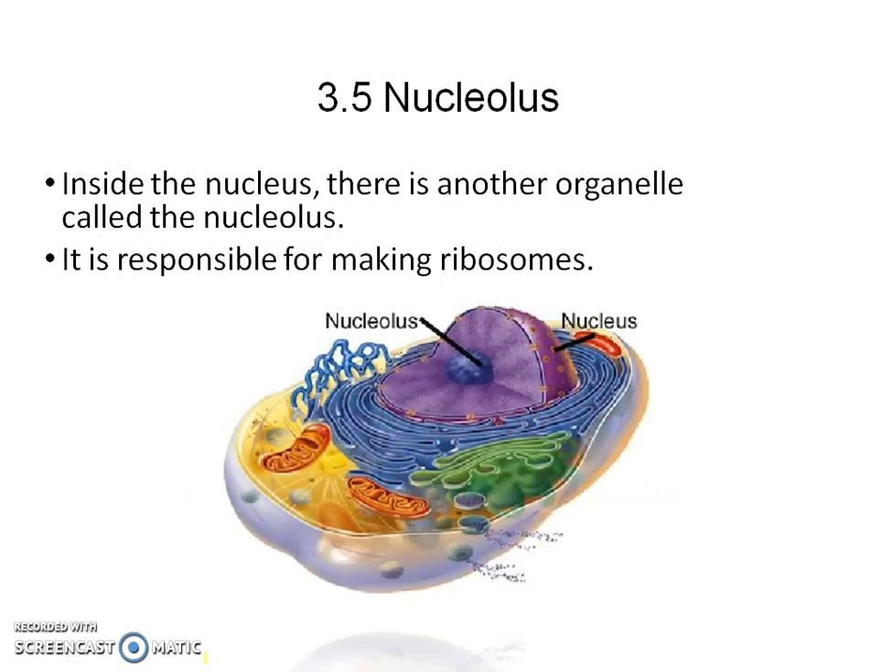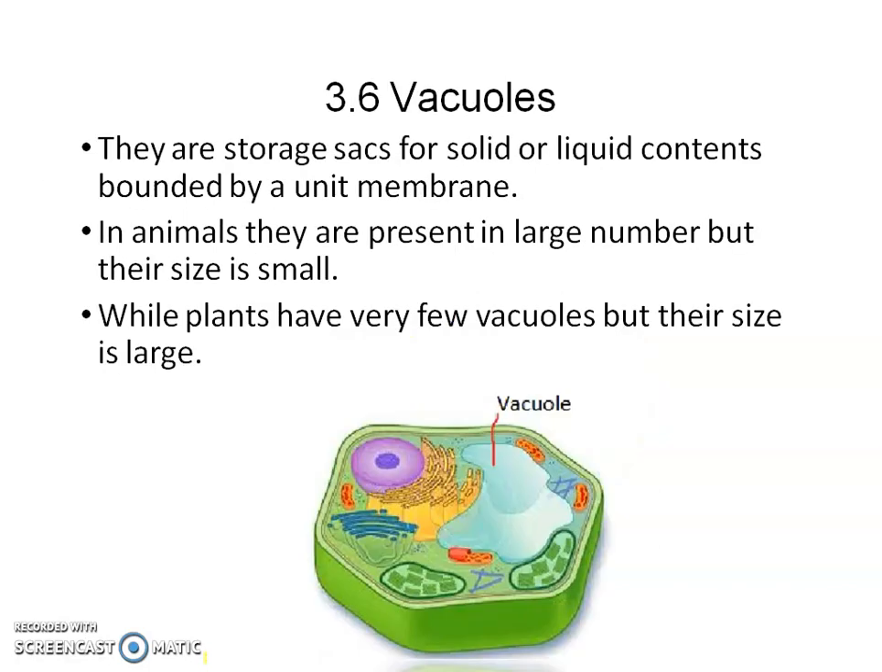Okay, then the nucleolus. Nucleolus is another small body which is present inside the nucleus. So there is another organelle, the nucleolus. It is responsible for making ribosomes. So the ribosomes are made inside the nucleolus. Then vacuoles. Vacuoles means a sac, a packet which contains mostly water or food.